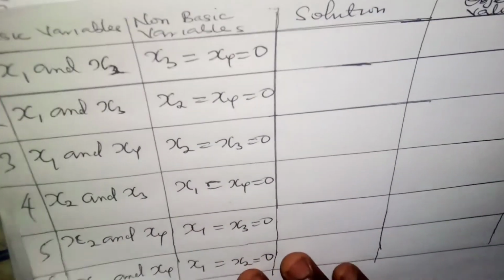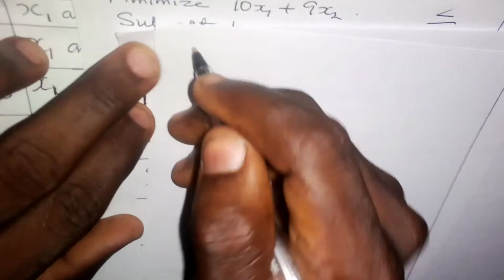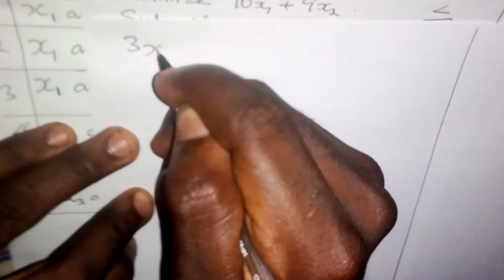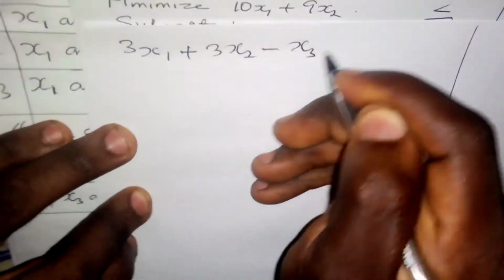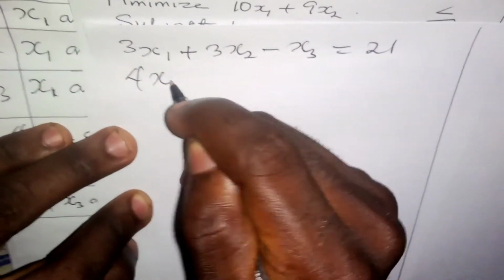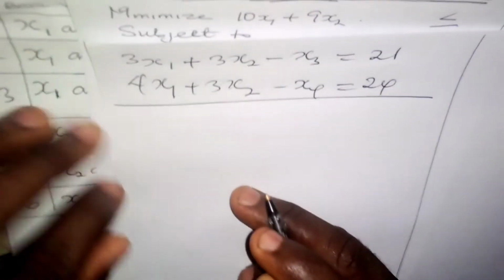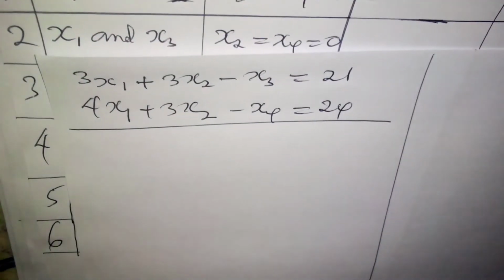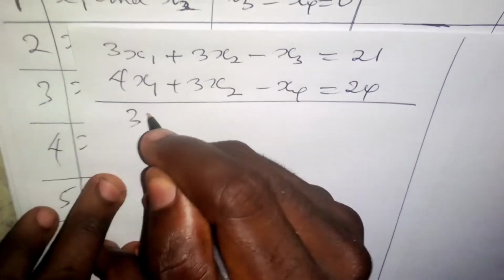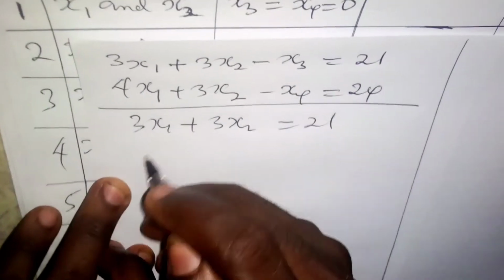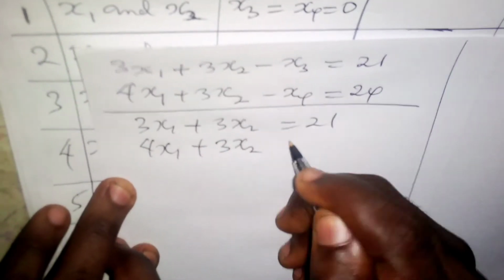If we go back to the problem we have, we observe clearly that the equations we are having are 3x1 plus 3x2 minus x3 equals 21, and 4x1 plus 3x2 minus x4 equals 24. Now going with the first type of solution that we have here, that is when we fix x3 and x4 both equal to 0. So it means if I fix x3 and x4 equal to 0, these two are out of the equation. Then I'm left with 3x1 plus 3x2 equals 21, 4x1 plus 3x2 equals 24.